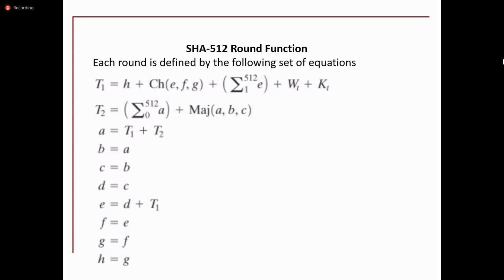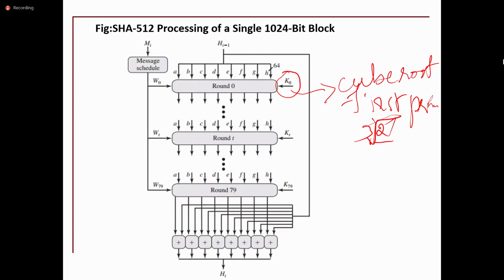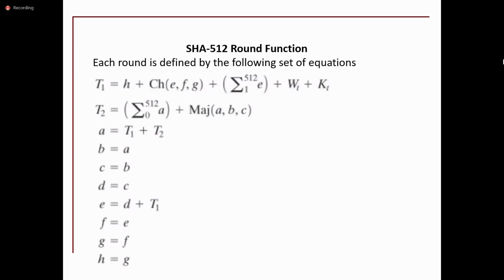So as I said, inside this there are round 0, round 1, round 2, and so on. What is it doing inside the round function by taking the message input as well as the buffer input? It is going to perform some logical operations. The formula for representing these operations will be represented in these equations.